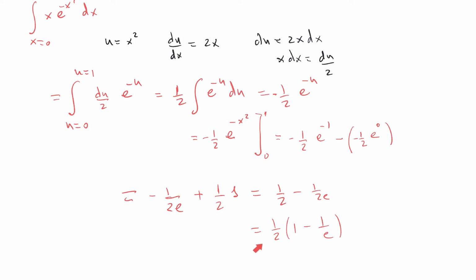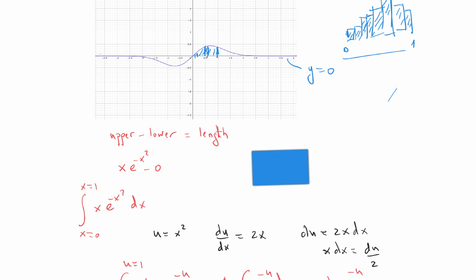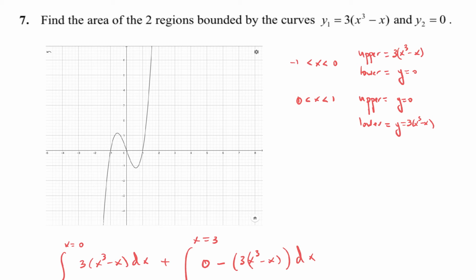So this is the area between 0 and 1. This is the area, the region that is here. I hope I didn't make any mistake. Go to the next one.